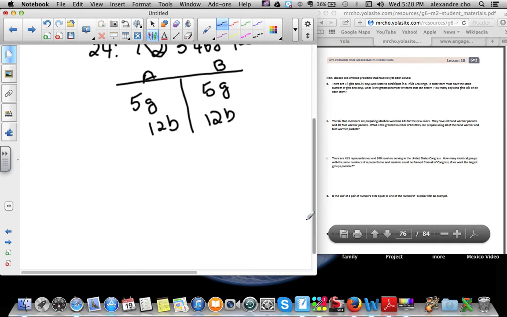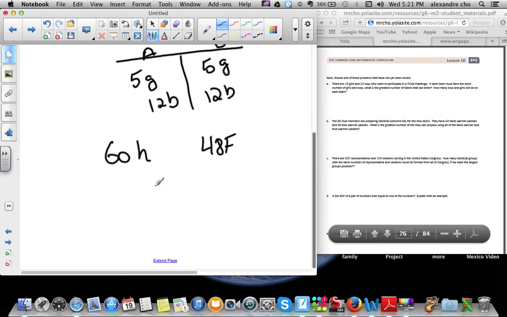The ski club members are preparing identical welcome kits for new skiers. They have 60 hand warmers and 48 foot warmers. Okay, they want to make kits, so goodie bags. How many goodie bags can they make? And each goodie bag should have the same number of hand warmers and the same number of foot warmers. So I would do a slide. Numbers are a little bit bigger.